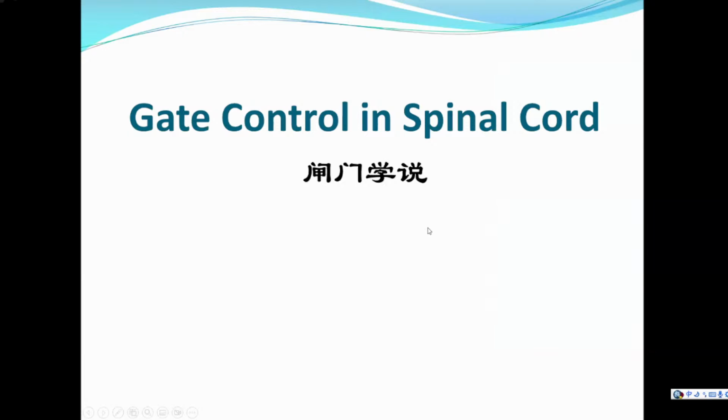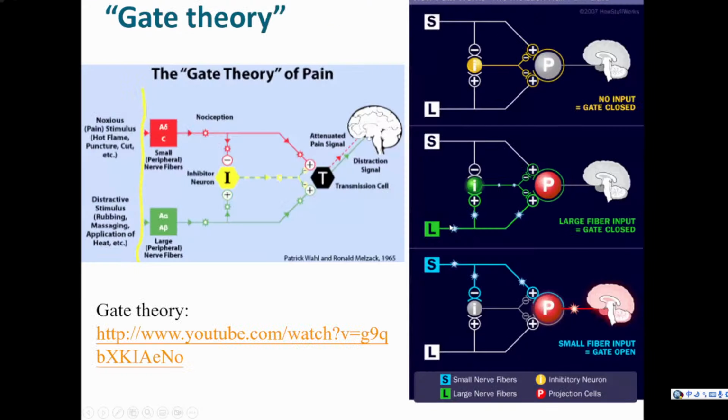Then the second theory is called gate control theory. Gate control theory was developed many years ago, in the 1950s, by Melzack. They think the body has different fibers to conduct different sensory signals. Then there are the small fibers, C fibers and A delta fibers. I will discuss all these fibers later. So C fiber is very small and A delta fiber is small.